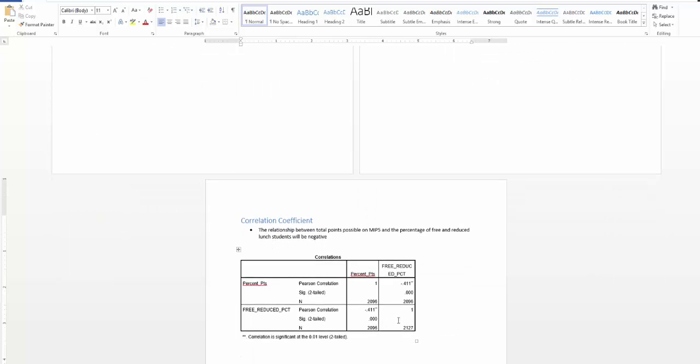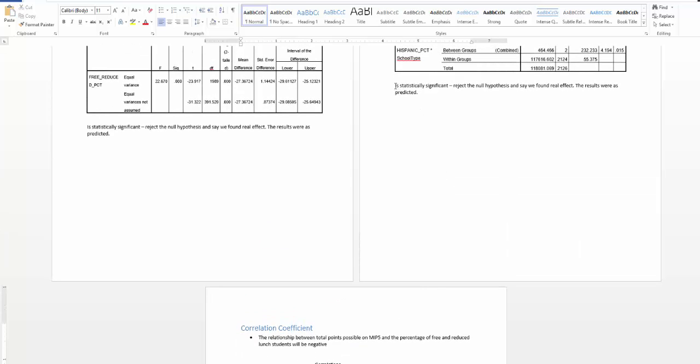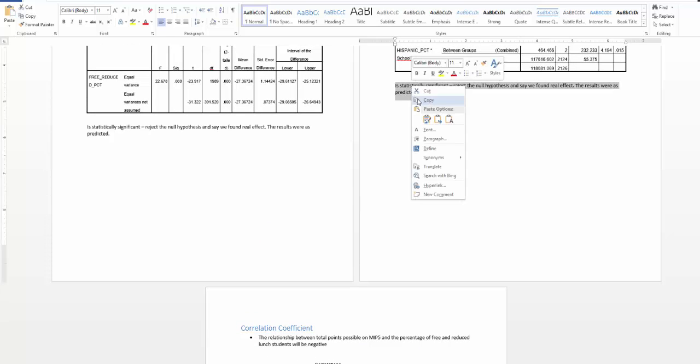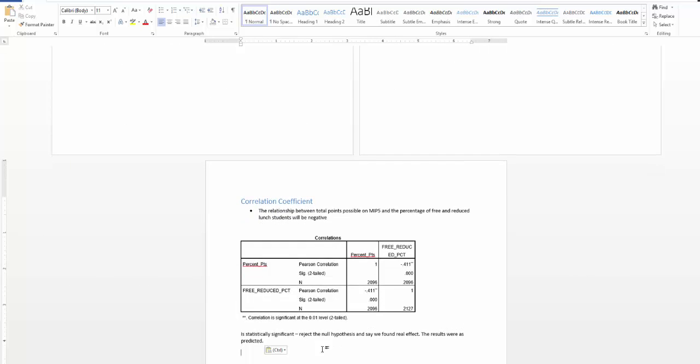Our correlation is minus 0.411. Again, it is statistically significant. There's some number out here, but it doesn't show up. It's certainly less than 0.05. It's less than 0.01. So again, it is statistically significant. We reject the null, accept the alternative, and say we found real effects. The results were as predicted.